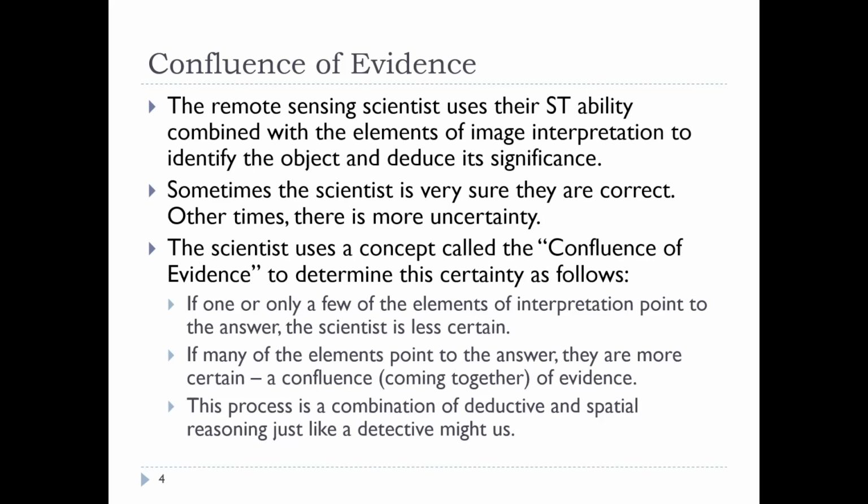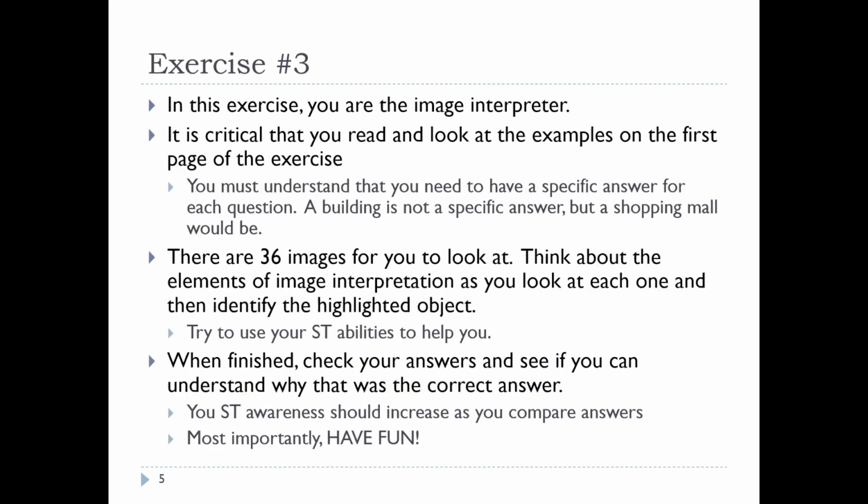It's like a detective, Sherlock Holmes or somebody, right? The more evidence that you have, the more confident you are. And so this is a process of a combination of deductive and spatial reasoning, just like a detective. Okay? So that's what we're going to do. With the exercise, you're going to be the image interpreter. I have 36 images taken from above of different objects, and the goal is for you to interpret them and figure out what it is exactly that you're looking at.